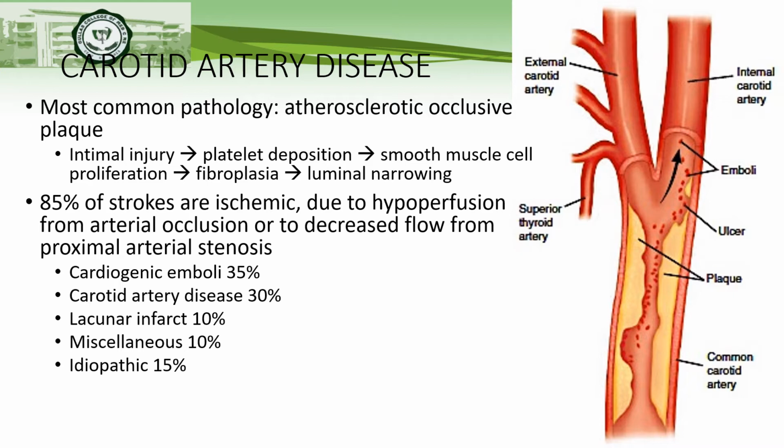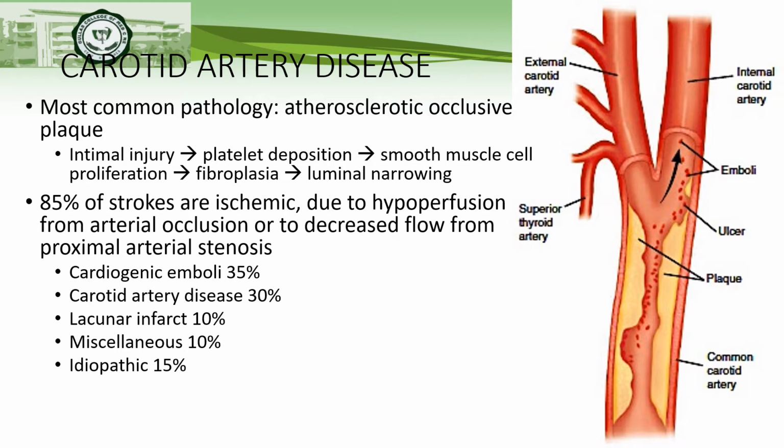Atherosclerotic occlusive plaque is by far the most common pathology seen in carotid artery bifurcation. Plaque formation is complex, beginning with intimal injury, platelet deposition, smooth muscle cell proliferation, fibroplasia, and luminal narrowing. Approximately 85% of strokes are ischemic due to hypoperfusion from the arterial occlusion or to decreased flow from proximal arterial stenosis, as well as poor collateral network.